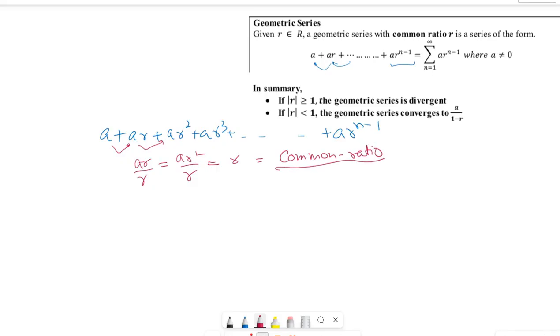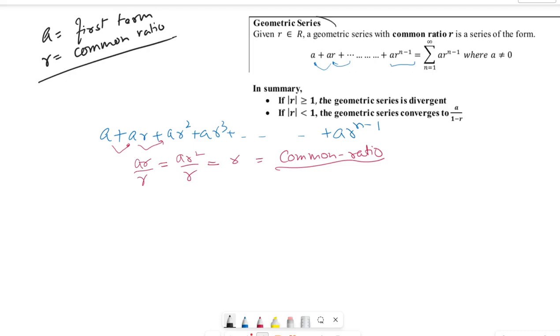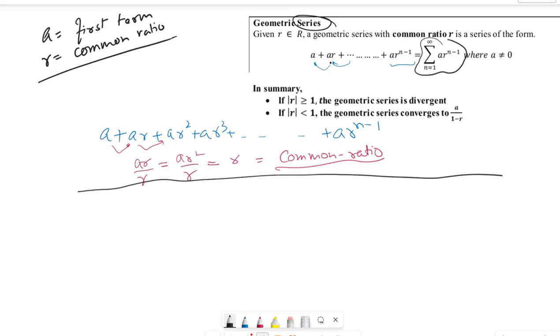So all geometric series can be determined by two main parameters. The one is A, that is called the first term, and the one is R, which is called the common ratio. So that is the series. Remember, series is when you're talking about the sum of some particular terms. Now, we are going to talk about geometric series convergent or divergent.